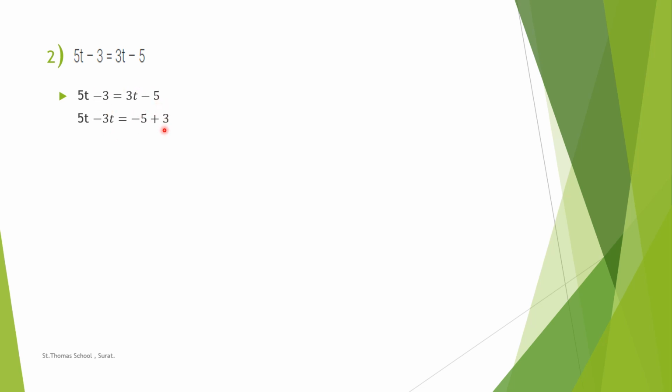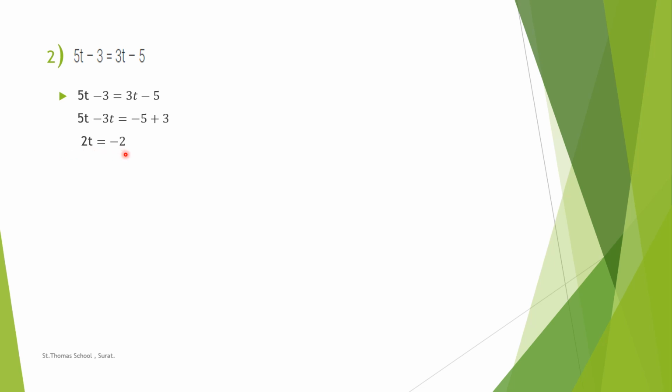This minus comes here, it becomes plus. So, minus 5 plus 3. Now, subtract 5t minus 3t. So, 5 minus 3, that is 2t is equal to minus 5 plus 3. One is negative number, one is positive number. What you have to do? You should subtract. So 5 minus 3, that is 2, and which is the greater number here? 5. What is the sign? Minus. Put here minus sign.